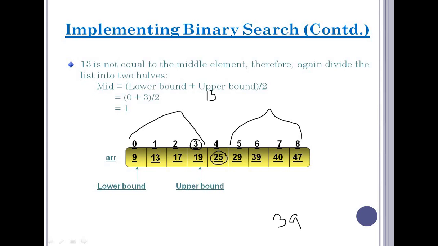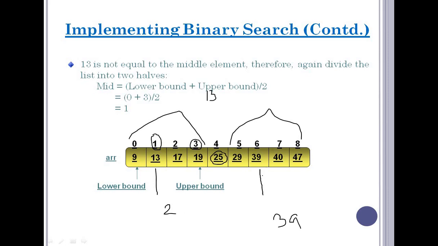Again, the same step we have to carry out. Mid is equal to low plus high divided by 2. So I will get 1, and I will compare the 13 with the element at 1. So my element is found. My algorithm is going to stop and it will return the location as 1. Which means within two comparisons I am getting the 13.